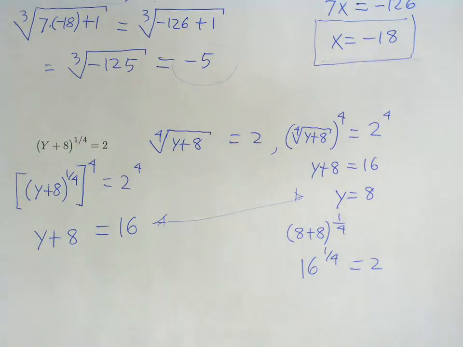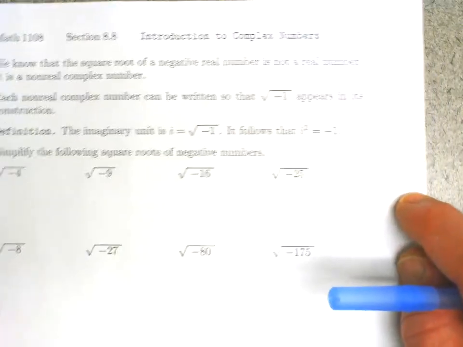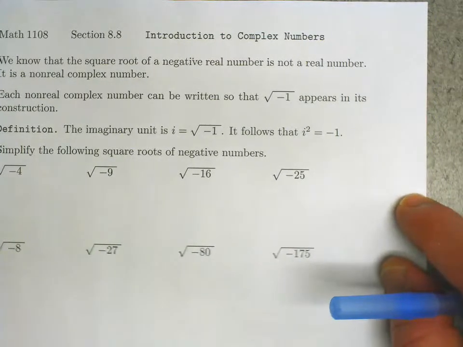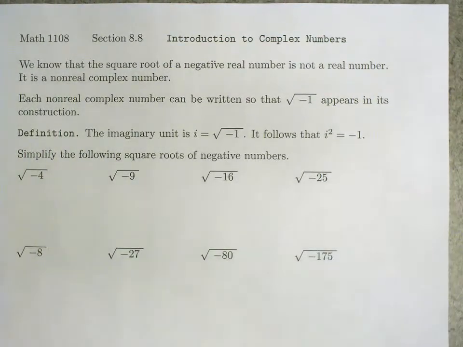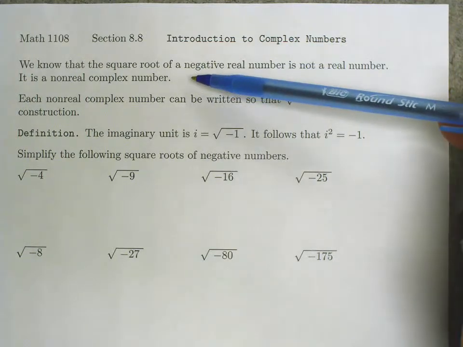We'll spend a few minutes on section 8.8, and it won't take very much time to cover what we're going to cover in section 8.8. Okay, in section 8.8, this is called the introduction to complex numbers. Starting at the top, we know that the square root of a negative real number is not a real number, but it is a number. It's a non-real complex number.